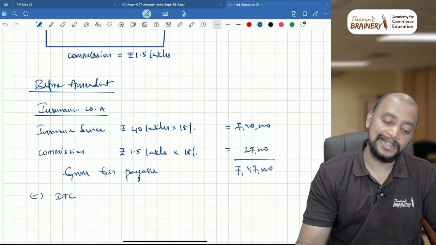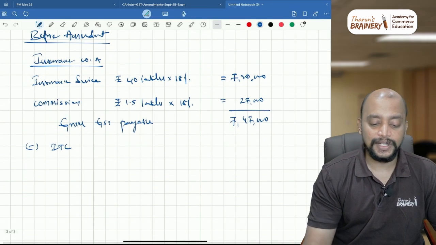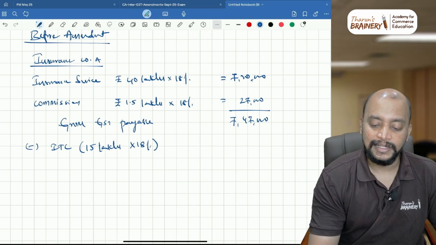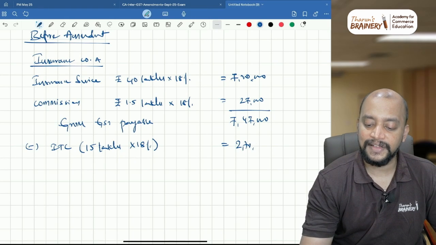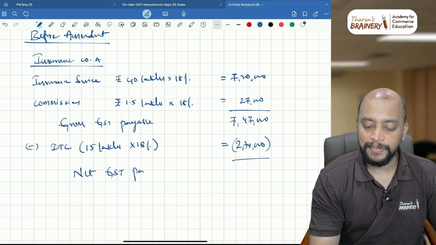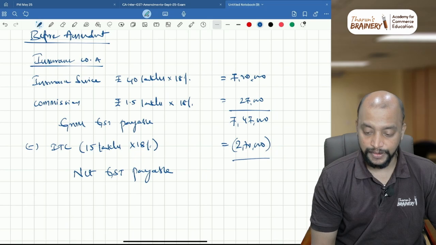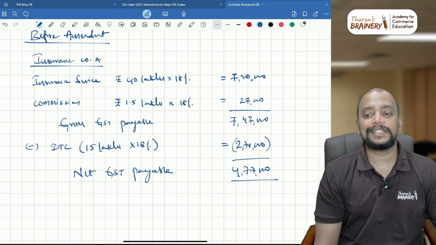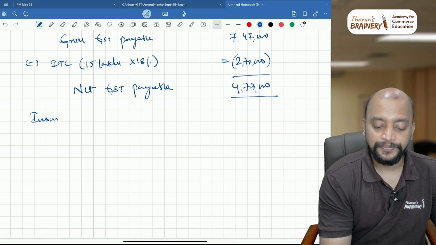What is the input tax credit? What is their inward supply? Insurance company B will raise an invoice for 15 lakhs. So that will be the ITC. 15 lakhs into 18%, that is 2,70,000. If you reduce it, the net GST payable will be 7,47,000 minus 2,70,000, which is 4,77,000. That is the net GST payable by insurance company A.